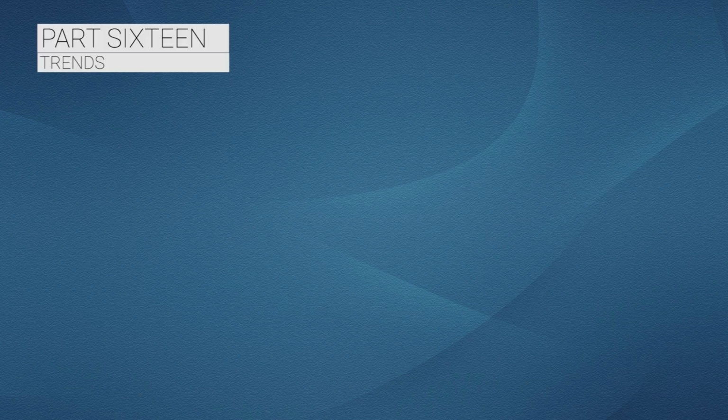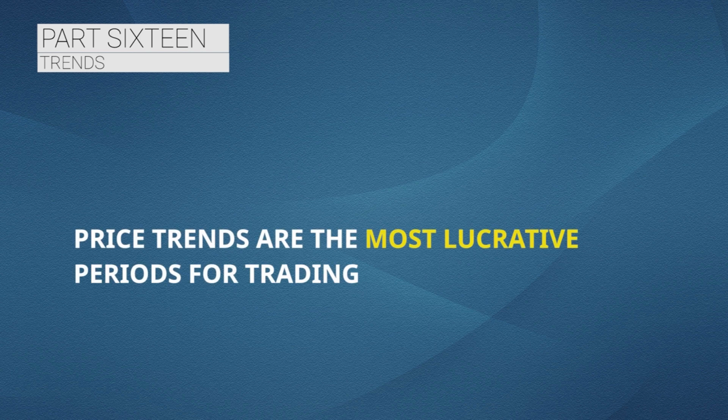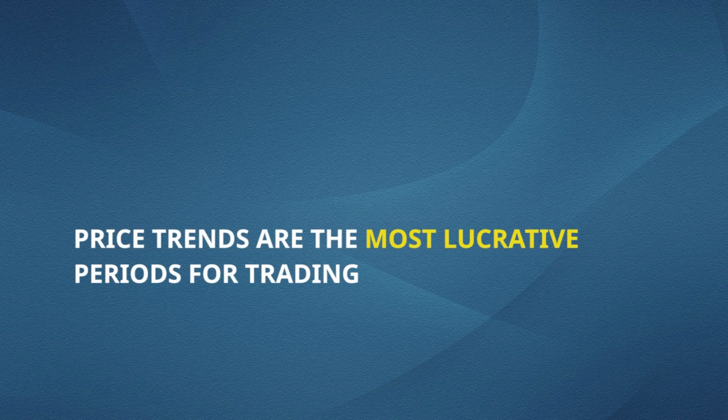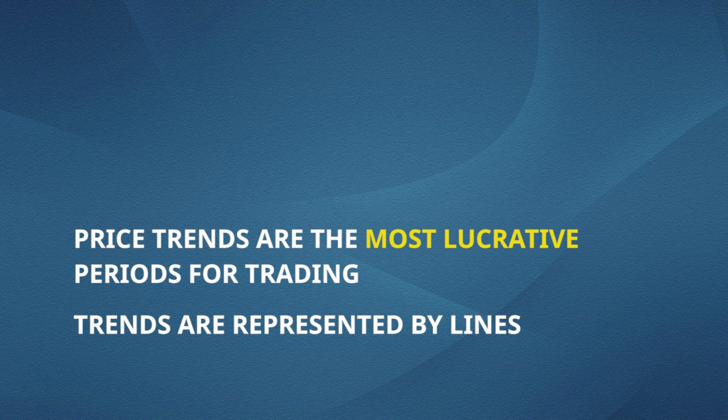Price trends are the most lucrative periods for trading. Visual trends that appear on a price chart are represented by lines which connect trend peaks and valleys and usually form a channel, that is, an upper or lower range bound of a new trend.